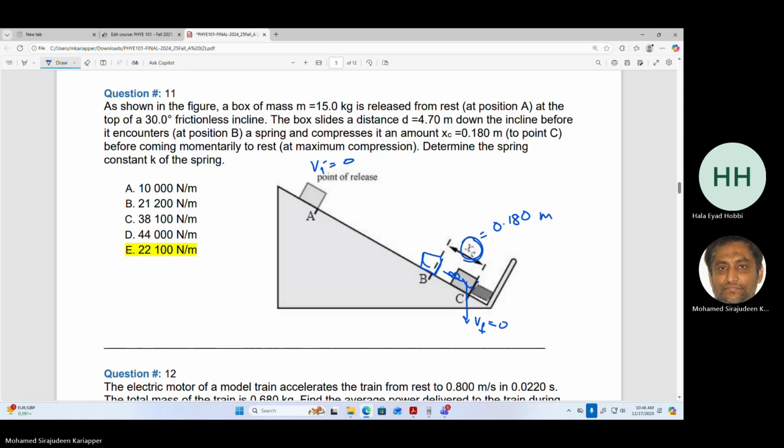Where does the energy go, because it has gained energy, right? By the time it comes here, it will have some kinetic energy. That kinetic energy is lost to the spring.